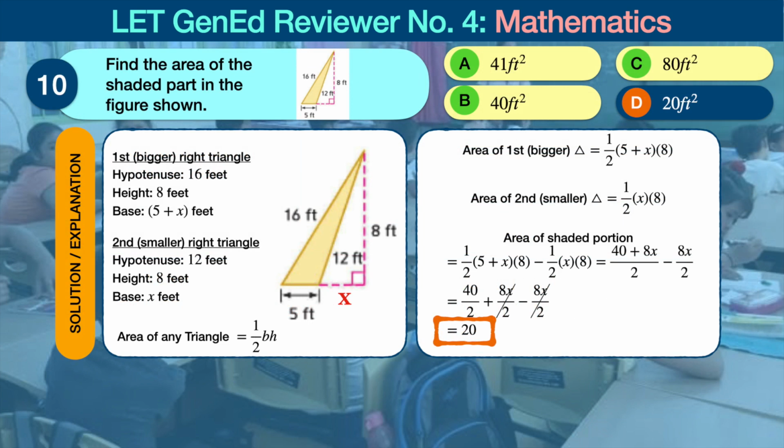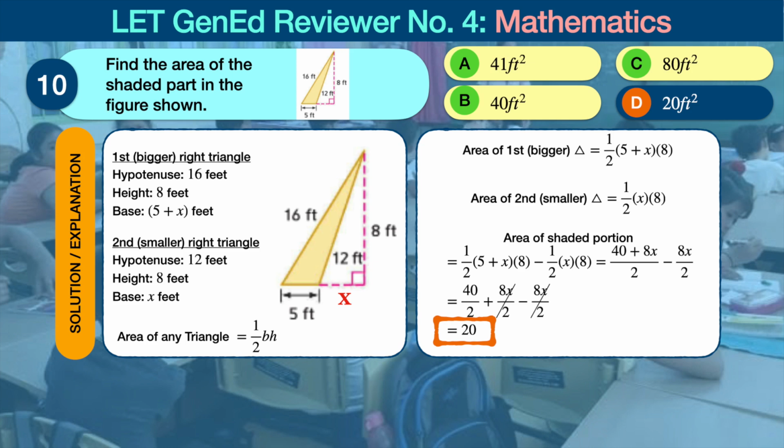20 square feet. To solve this problem, we must take note that there are actually two right triangles in the figure shown. Do you see them? But first, let's assign the variable x to be the length of the segment at the base of the triangle with an unspecified measurement. Now back to the two right triangles that we just mentioned.